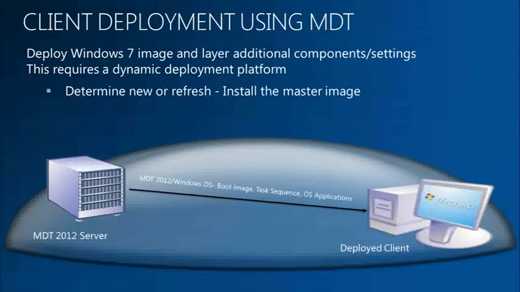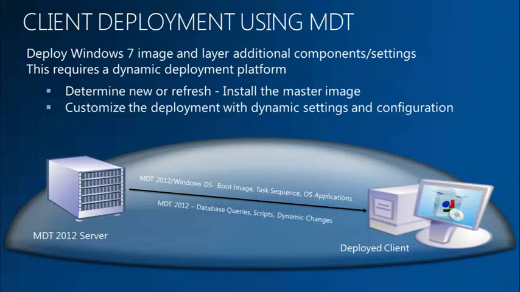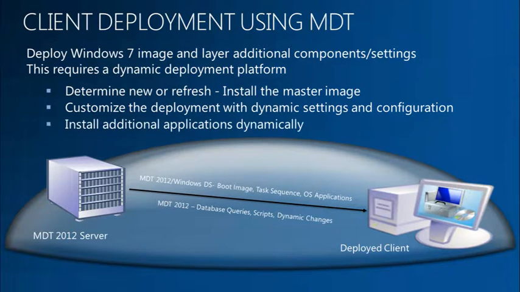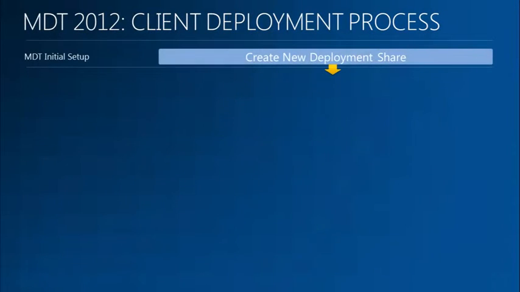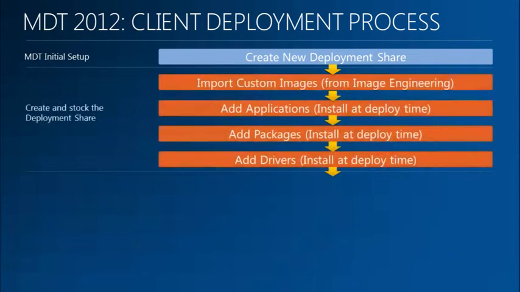We went through this process of taking the custom image, applying it to a machine and dynamically changing it during deployment, and then installing applications, settings, and changes to the machine. The process was very simple. We created a deployment share. We imported the image that we created in the first part of the demonstration, the image engineering process.